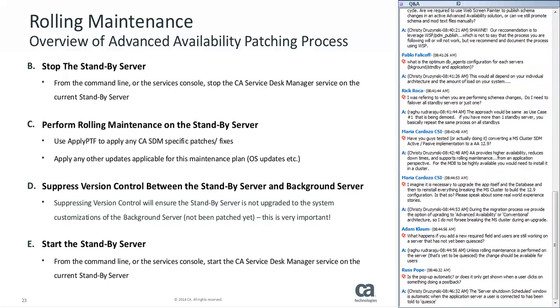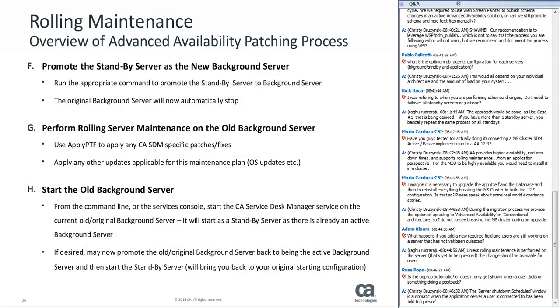Then when you're done, once version control is stopped, you go ahead and start the standby server back up. And again, from the command line or the services console, either way is fine. You can go ahead and then promote that standby server to be the new background server. And once you do that, the original background server will now automatically stop. And there's a command that you run to do that promotion, the standby to the background server.